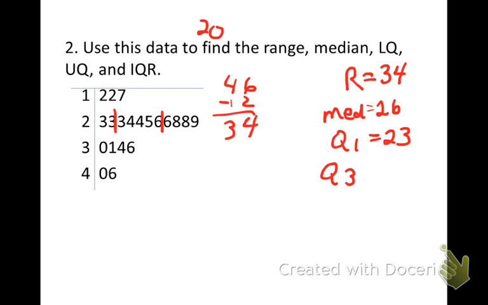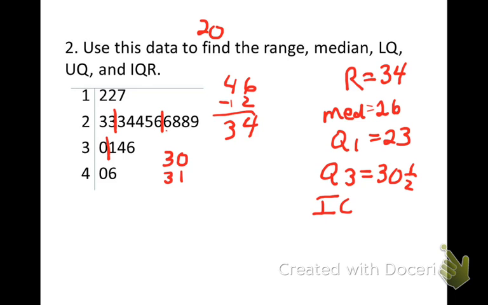Q3, I'm going to go from the other way, so starting at the 6, 0. So 1, 2, 3, 4, 5, 6. Oh, sorry, 5 would be right there. And then starting from this 6 right here, 1, 2, 3, 4, 5. So it's really 30 and 31. So what's halfway between 30 and 31? 30.5 or 30 and a half.